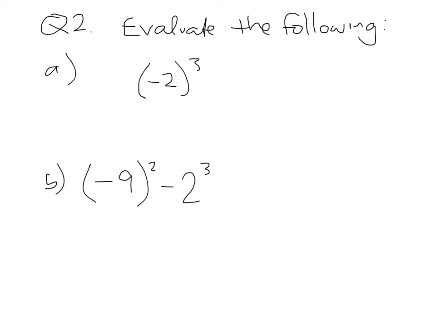Here we need to evaluate the following. This is a technology-free test, so you won't be able to use a calculator for this. Now, if I was to write this in expanded form, the first one will be equal to -2 multiplied by -2 multiplied by -2. The 3 up here indicates that we are multiplying what's inside the bracket by itself 3 times. So it is really important, especially with negatives, to make sure you include the negative as you're multiplying through.